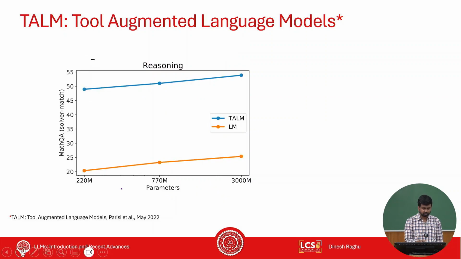And they show that on Math QA, using their approach gives you a considerable jump from 20 to 50 on even a smaller model. It looks like even on a 3 billion model, the jump is almost the same, but there's a good jump.